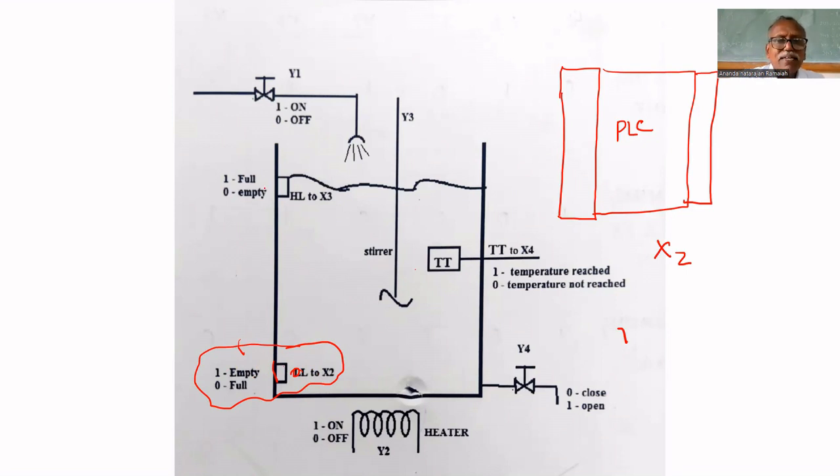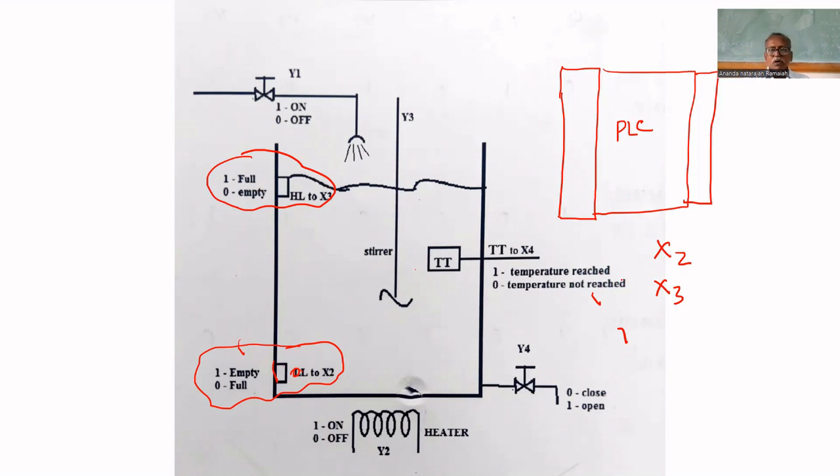Another input is there. If the tank is full, this proximity switch will give 1, so x3 will be 1. So instead of a push button, we are using a sensor, a proximity switch, to sense the process variable. If the tank is full, that proximity switch will give x3 equal to 1. If the tank is not full, it will give 0.